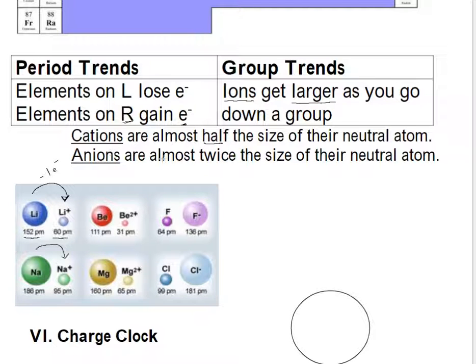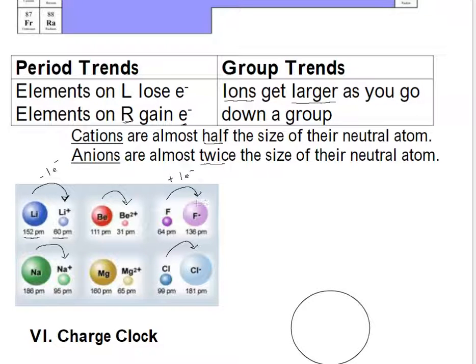When an atom gains an electron, so this is from here to here, we're adding 1 electron. It doubles in size roughly. This is more than doubles actually. This is about doubles from here to here. So anions are almost twice the size of their neutral atom. Okay, so when they become positive, they get much, much, much smaller. +2 is an even larger change in size. And when they become negative, they blow up to twice their size.